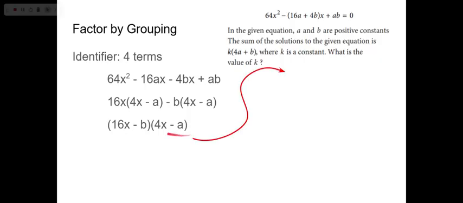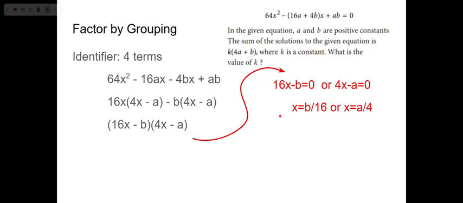And again, if I wanted to solve them, because it says solutions right here, I want to solve it. You set each little chunk, each little parentheses equal to 0. So when I solve it, I add b to both sides, divide by 16, so I get x equals b over 16. Add a to both sides, divide by 4, I get x equals a over 4.